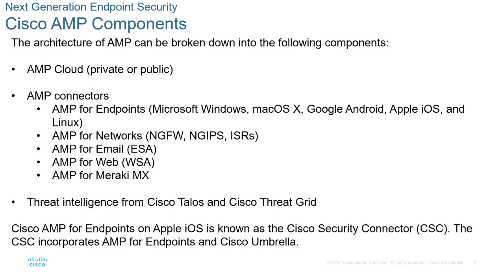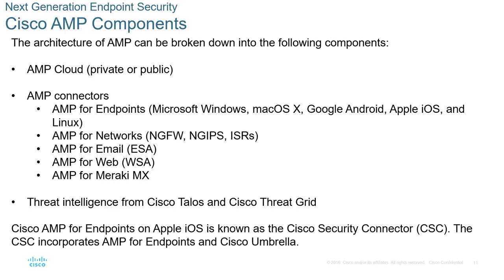We have things like email and our web-based clients. That's going to be our ESAs and WSAs. And lastly, there is AMP for the Meraki product line. Meraki is owned by Cisco, and they have an entire Cisco subtree of appliances that are all just Meraki brand.